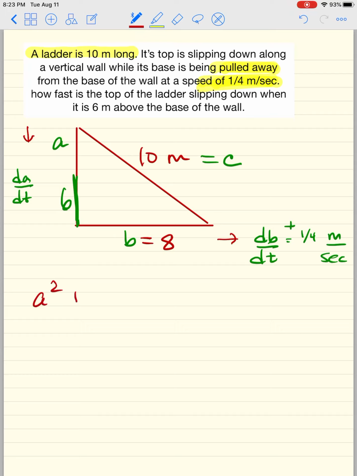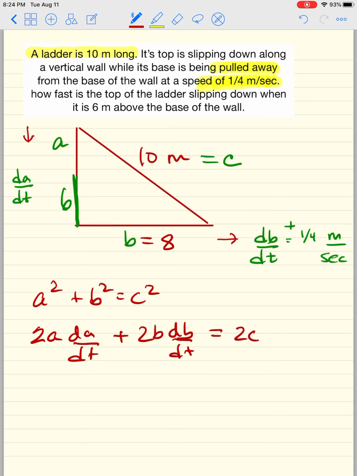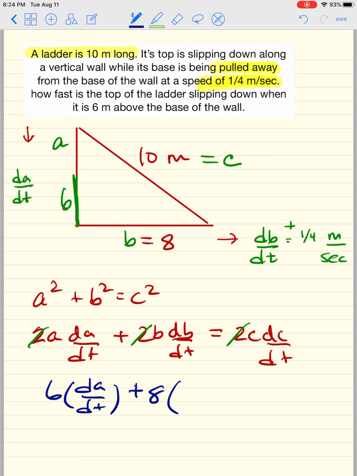So let's do this. We've got a squared plus b squared equals c squared. The derivative of a squared is 2a, but because the letter is other than t, you've got to do d of the letter dt, and the same thing for b squared, and the same thing for c squared. Now, to reduce, you can cross off all the 2's. Furthermore, a is 6, dA/dt is what I'm looking for. b is 8, dB/dt is 1/4.